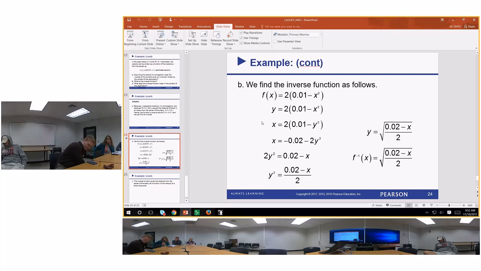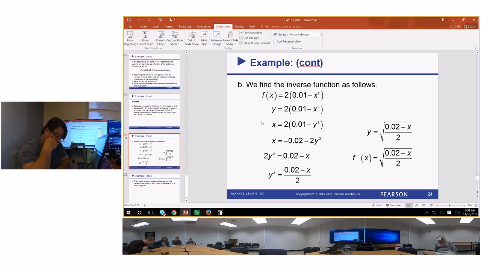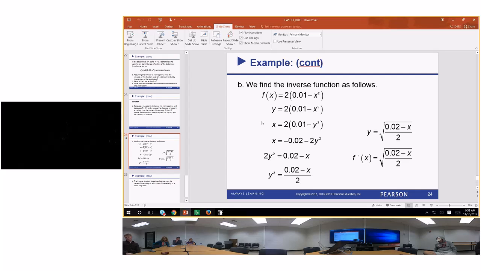Oh, wait a minute. Okay. We can take that negative 2, that negative, and divide, and we could get y inverse is equal to negative x plus 0.02 divided by 2. Is that what they got? Yeah, that's what they got, which is the same thing as what they've got right here: 0.02 minus x, divided by 2.